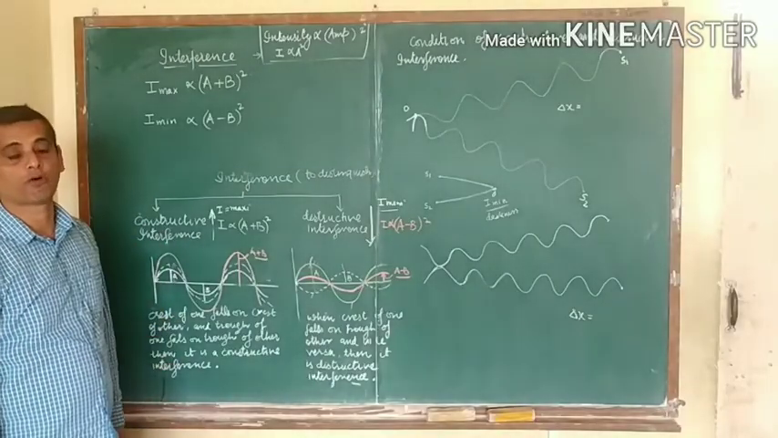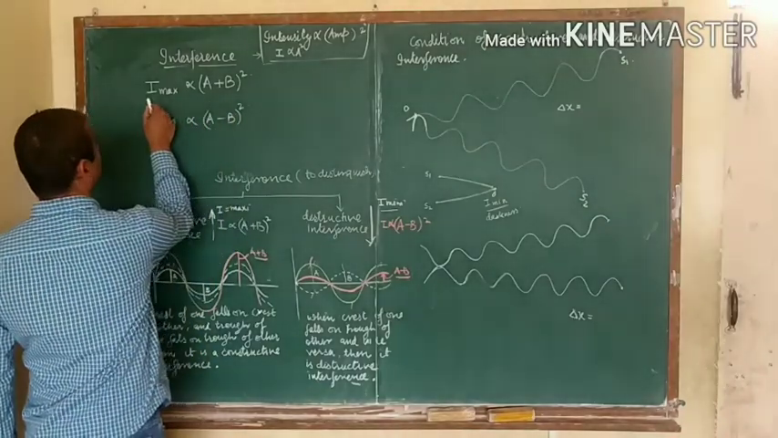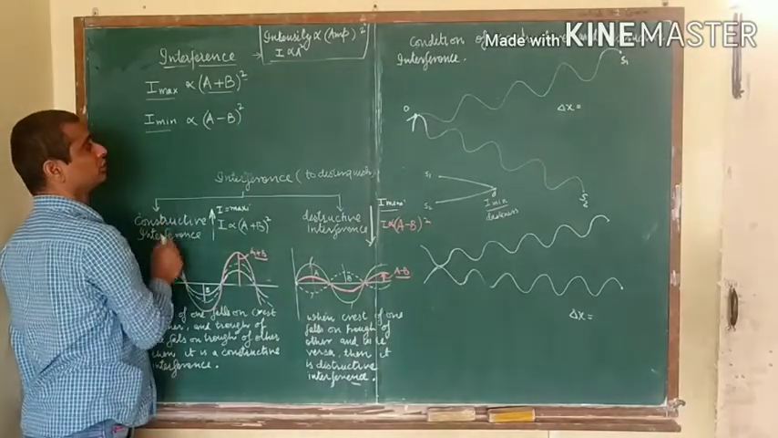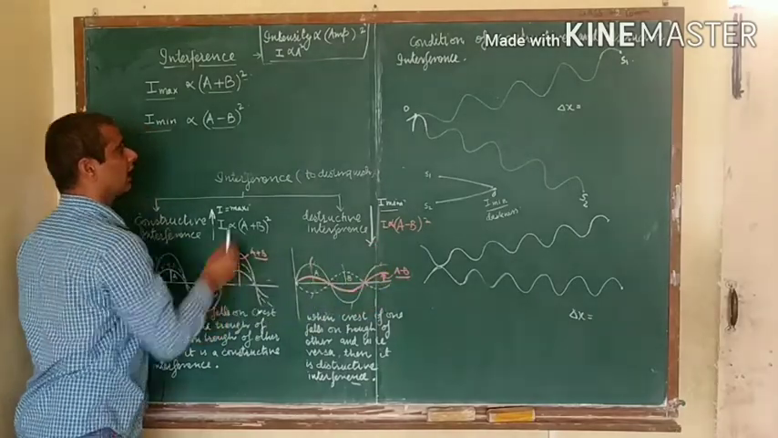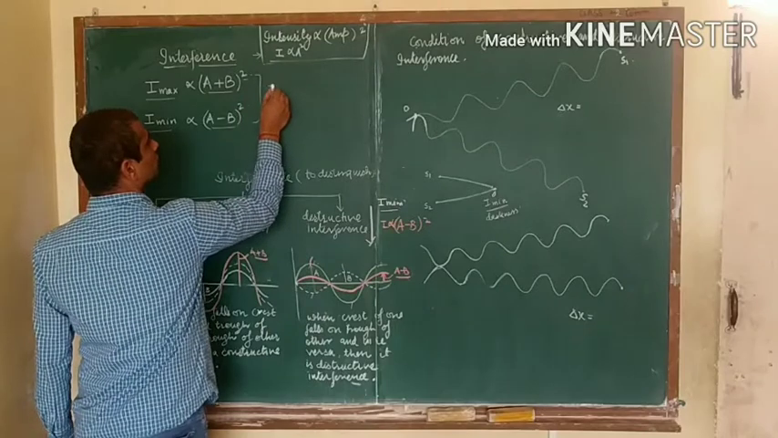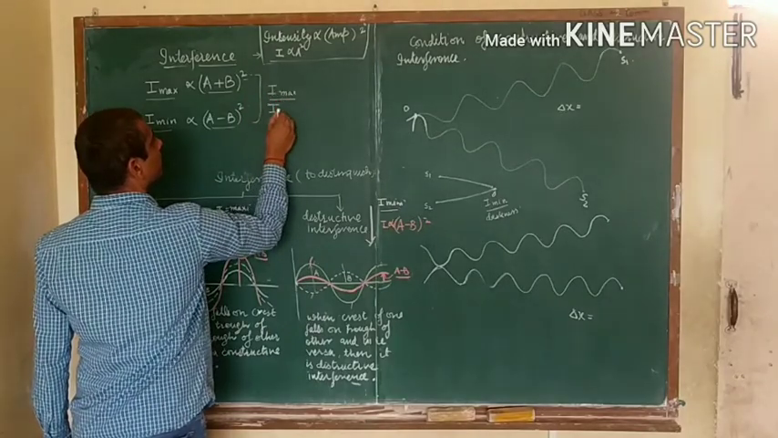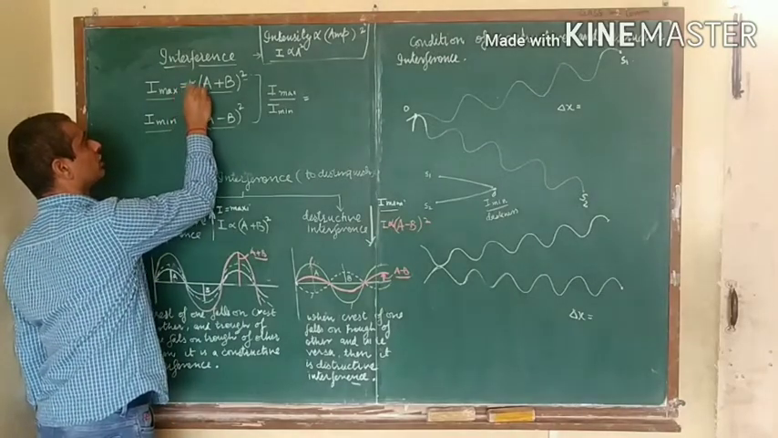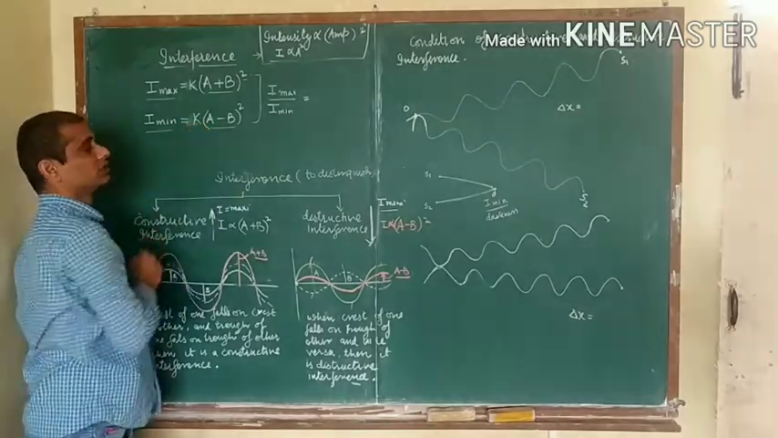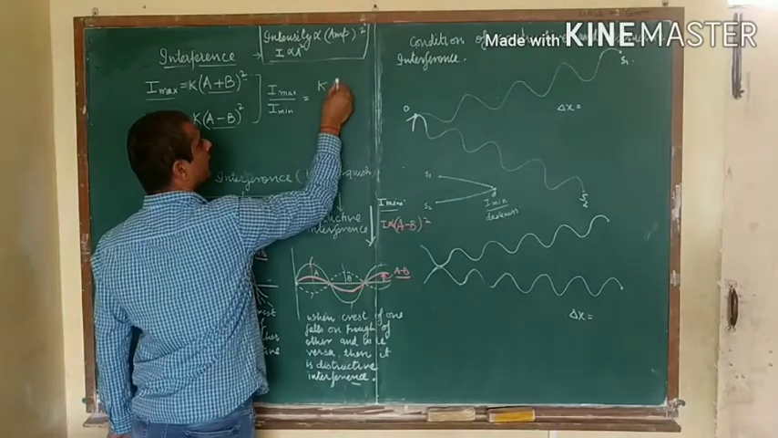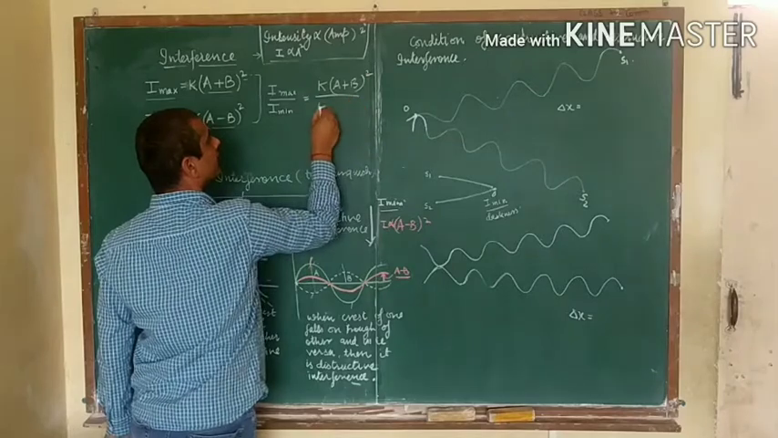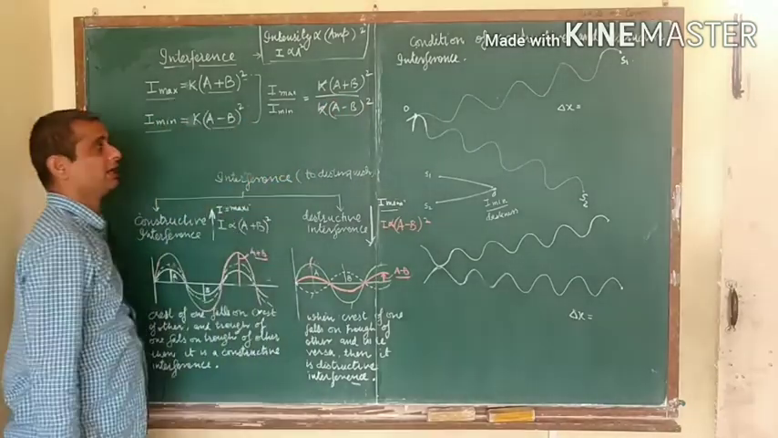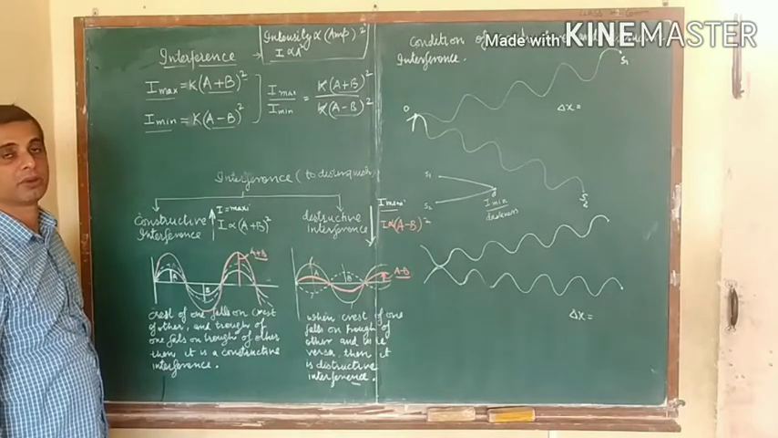Furthermore, if you calculate the ratio of maximum and minimum intensity, you will find that the maximum intensity is proportional to the square of the sum of the amplitudes. Similarly, the minimum intensity is proportional to the square of the difference of their amplitudes. Now if you calculate the ratio, maximum intensity divided by minimum intensity, since there is proportionality, you can remove it by introducing a constant K. If you put in both values, K gets cancelled out, and you are left with only (A plus B) divided by (A minus B), the whole squared. So this is the ratio of maximum and minimum intensity.